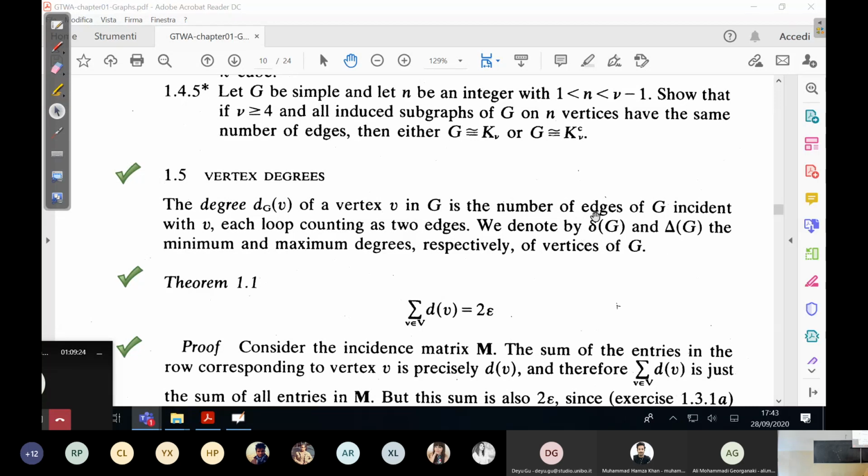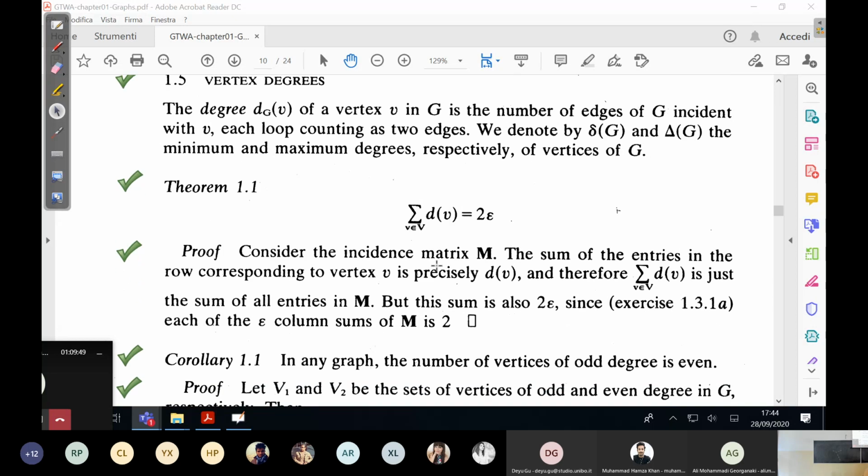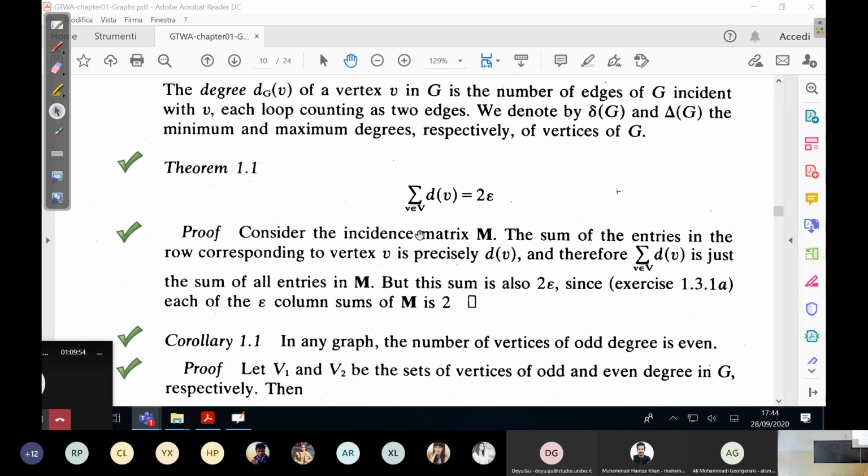This is small Greek delta and capital Greek delta. Small delta of G is the minimum degree of the given graph, and capital delta of G is the maximum degree of the vertices, okay?